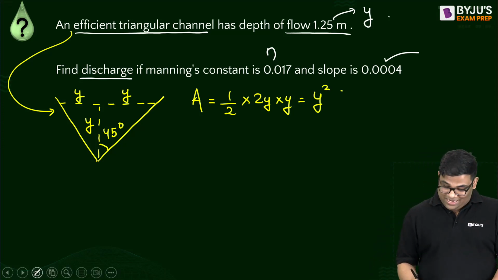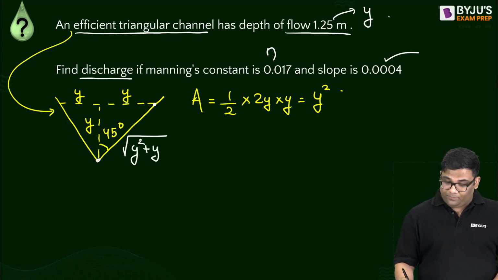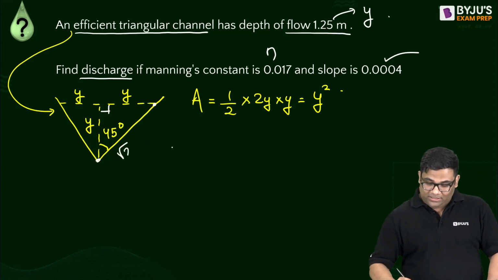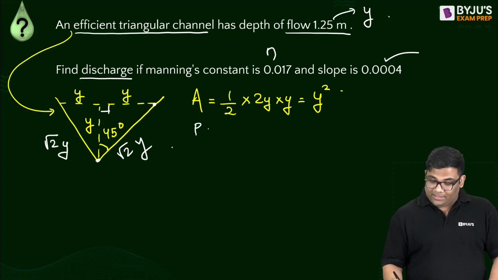If I see the side slopes, this will be root under y square plus y square, by Pythagoras theorem, since it is a right angle. So I can say root 2y. If this is root 2y, this also will be root 2y. So the wetted perimeter is 2 root 2y.